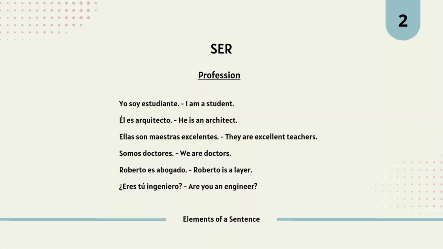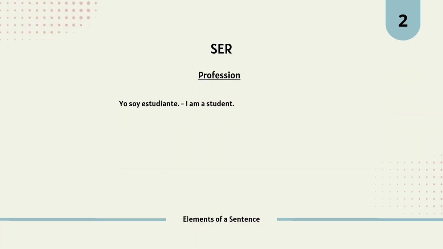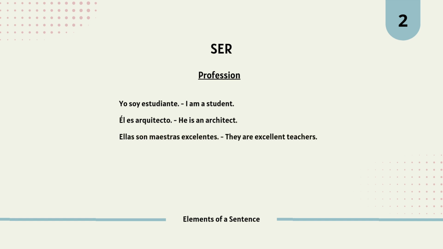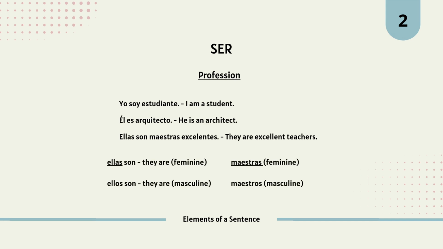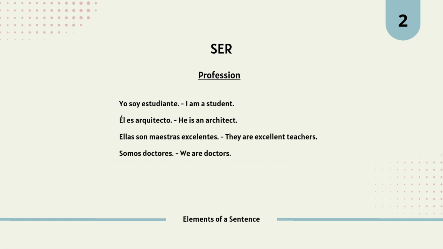Alright, let's move on to the profession. Yo soy estudiante. I'm a student. Él es arquitecto. He's an architect. Ellas son maestras excelentes. They are excellent teachers. They're referring to female teachers. You can see from ellas or the word maestras.